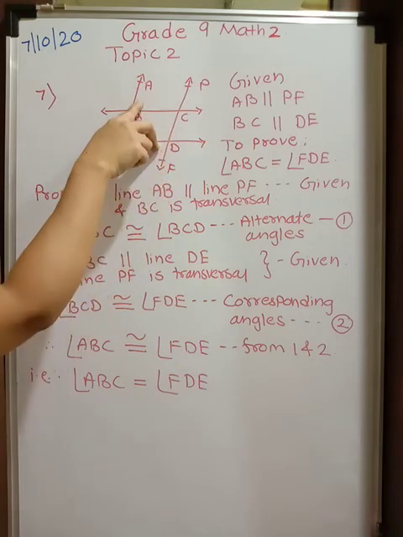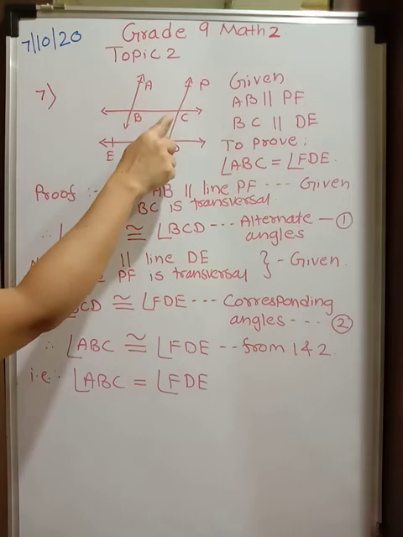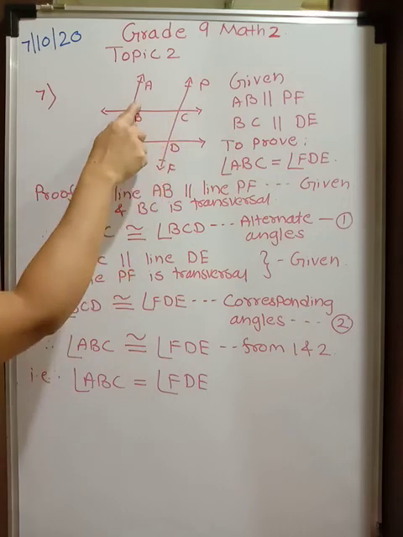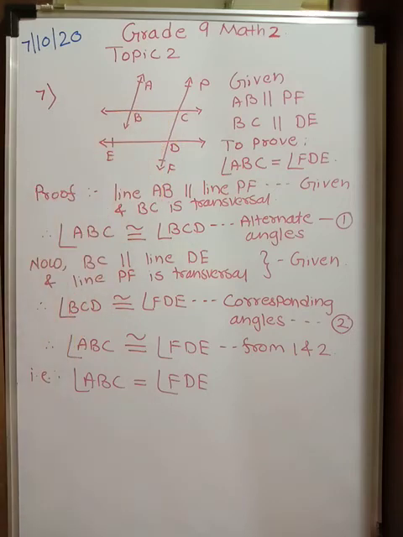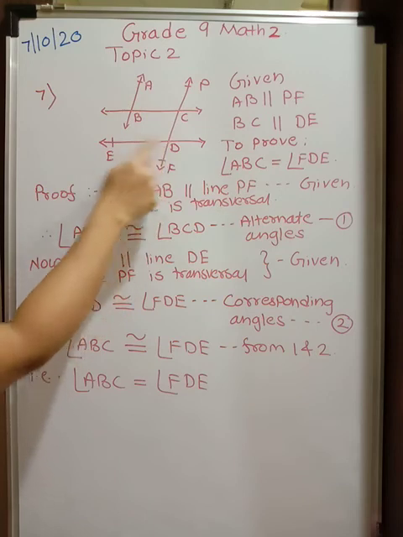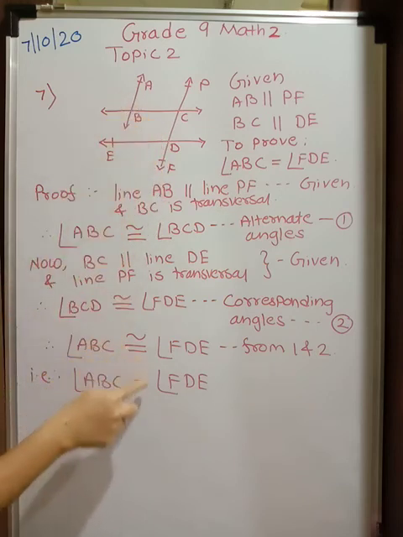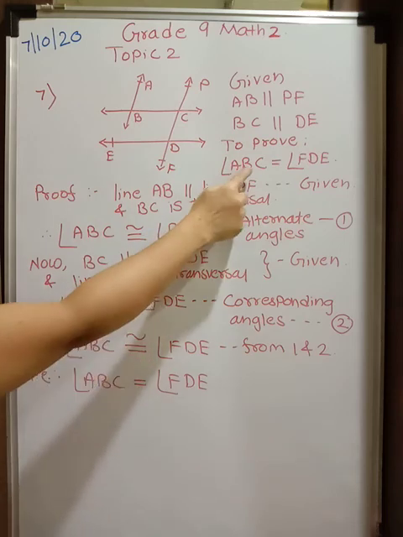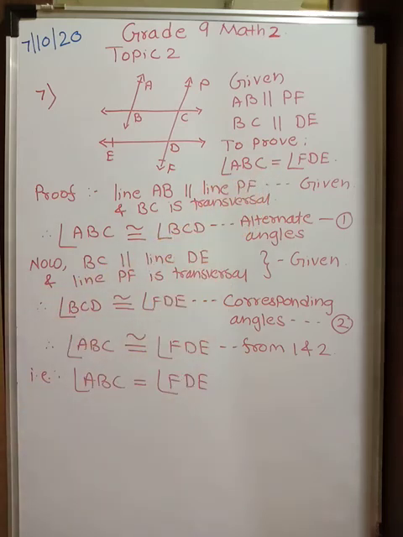That means these two angles are equal. If A is equal to B and B is equal to C, then A is equal to C. Is it not? So first we have proved ABC is congruent to BCD. Then we proved BCD is congruent to FDE and therefore we have ABC congruent to FDE. Congruent means they are equal. Okay, their measures are equal and therefore we have proved angle ABC is equal to angle FDE. I hope it is clear. So once we used the alternate angle test and once we have used the corresponding angle test.